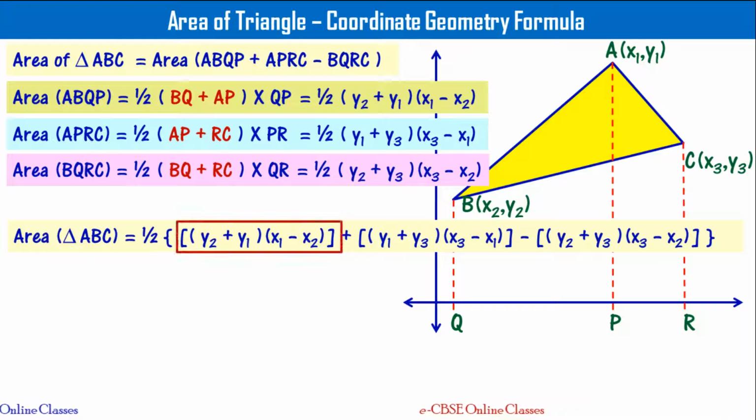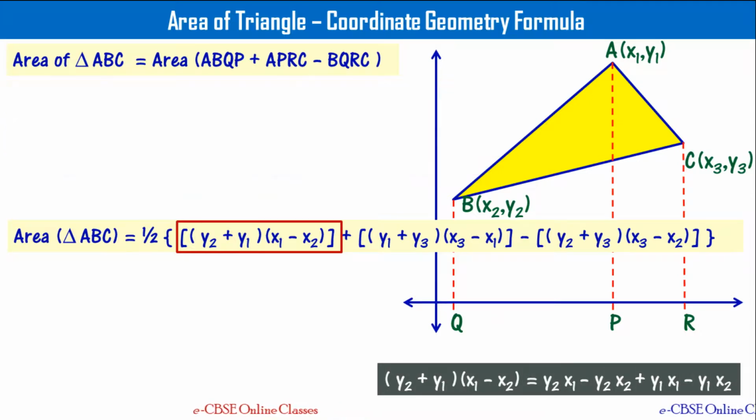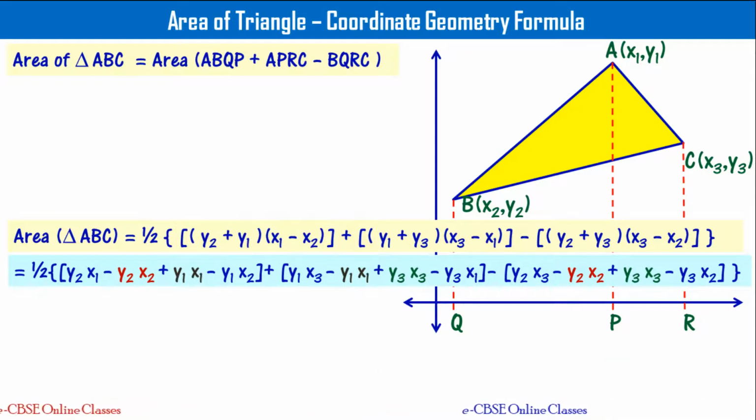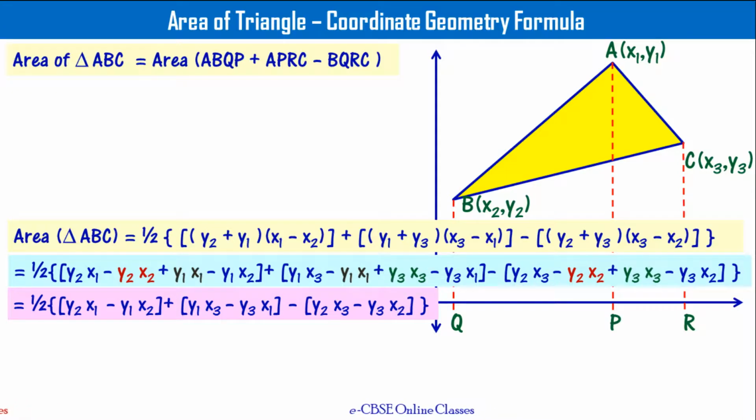Let me consider the first term, (y2 plus y1) times (x1 minus x2), right? That can be expanded as y2x1 minus y2x2 plus y1x1 minus y1x2, right? One can expand the other two terms also and write area of triangle ABC as given here. If you observe this particular equation, the terms in red color, green color and black color are going to get cancelled. Once you cancel them and drop them out, you end up with an equation like this. Area of triangle ABC can be written like this.